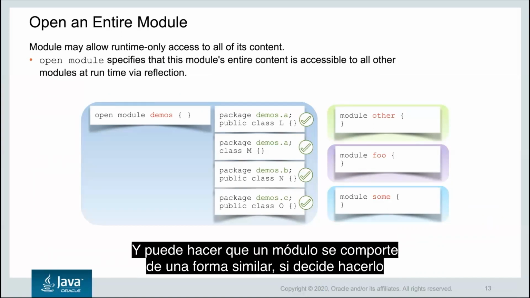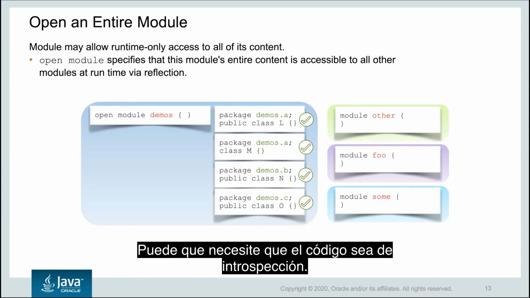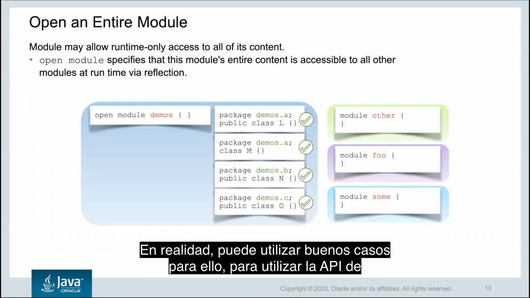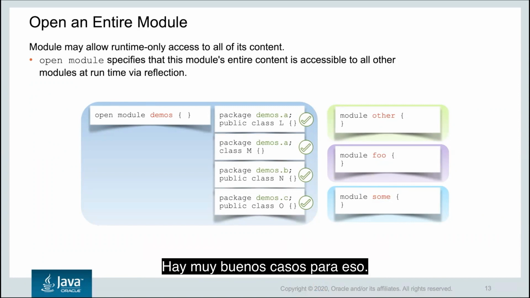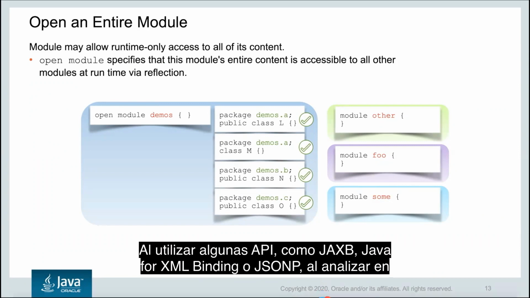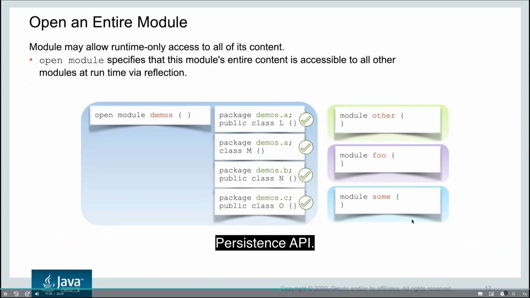And you can make a module that behaves in a similar way if you choose to do that for whatever reason. Yeah. So maybe you need that code to be introspected. And there are actually good use cases for that, to use the reflection API. There are very good cases for that. Let me give you some examples. When you use some APIs, like for example, JAXB, Java for XML binding, or JSONP when you parse in Java classes and turn them to JSON objects, or JPA when you use the Java Persistence API.